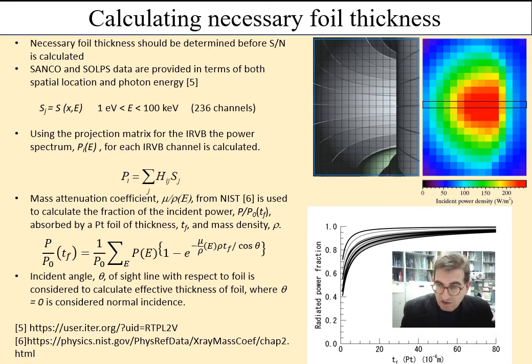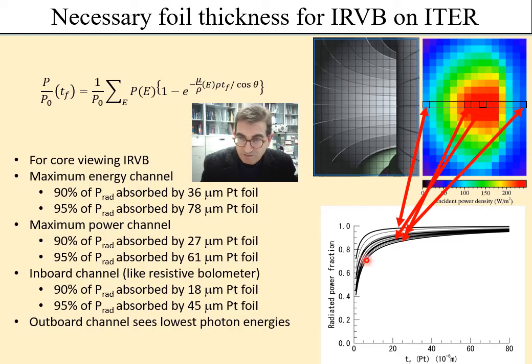And I plotted that versus the thickness of the foil, and you can see here that for the inboard channels you need a thinner foil, of course, and for the core channels, which have a lot of radiation, you need a thicker foil. And basically, for the channel with the maximum energy, we will need a 36 micron platinum foil. So you can consider this to be kind of an upper estimate on the foil thickness that is necessary. So we use that.